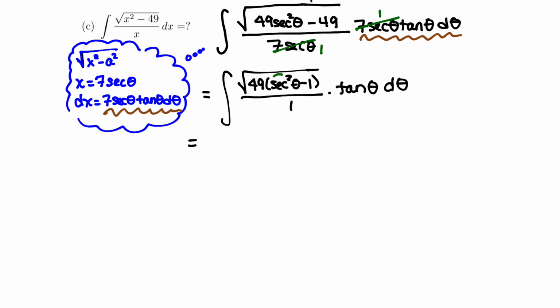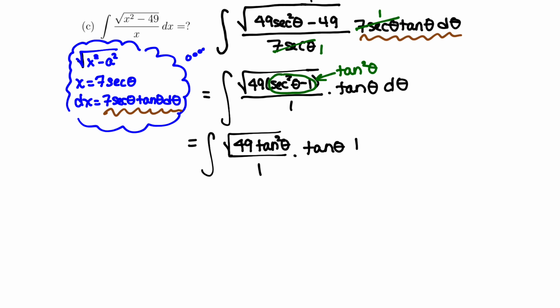Secant squared minus 1. Are you guys seeing the secant squared minus 1 and replacing it with tangent squared? You're using good old Pythagorean identity. So you're getting the integral of the square root of 49 tangent squared. I canceled the 7 secant theta at the first step just because it made it simpler. Are you guys getting down to 7 tangent squared theta d theta?